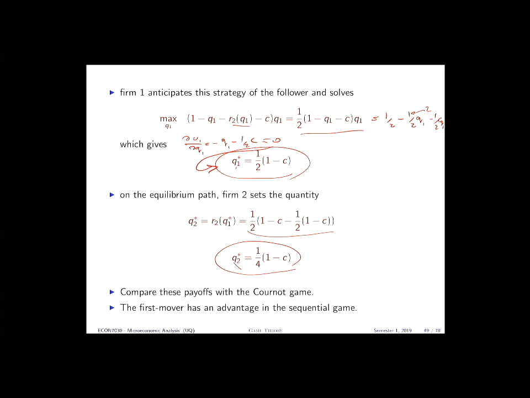So this is totally different compared to finding two reaction functions and finding their intersection. That was the Cournot equilibrium. Here we find one reaction function and put it into the original profit function of the other firm and find the best response of the other firm.